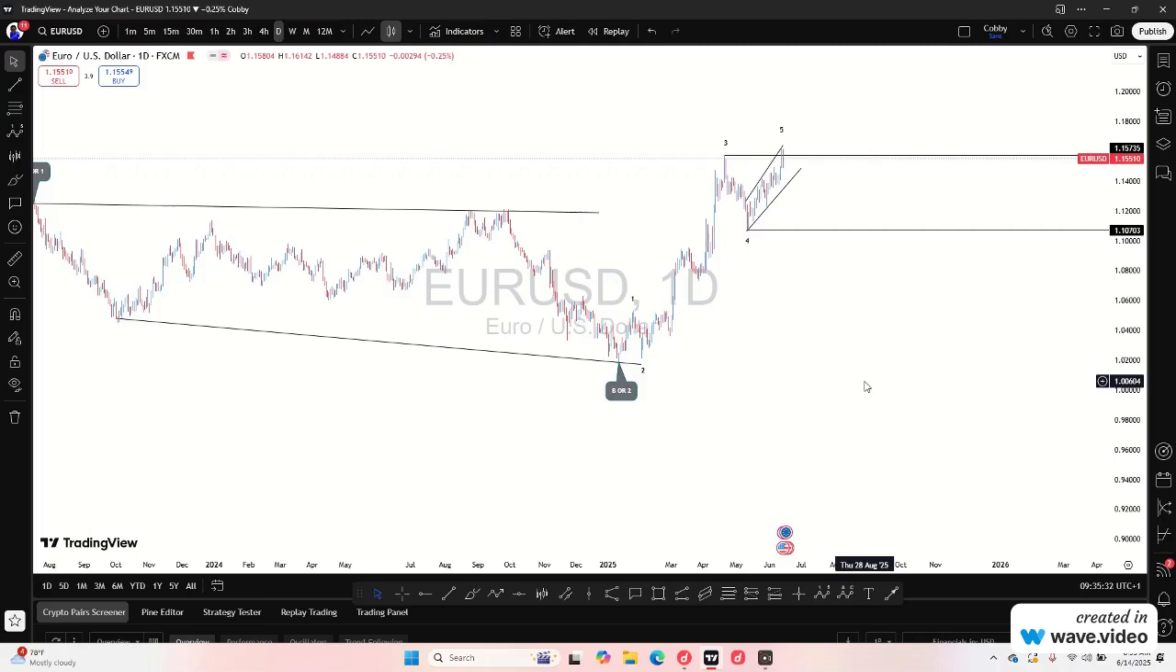So this is our view on the Euro USD on the daily time frame, the 4 hour time frame, and also on the 1 hour time frame.